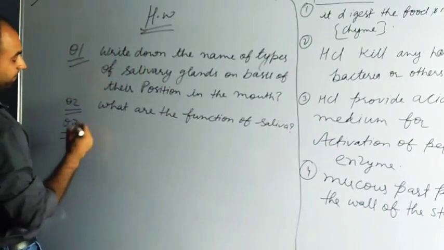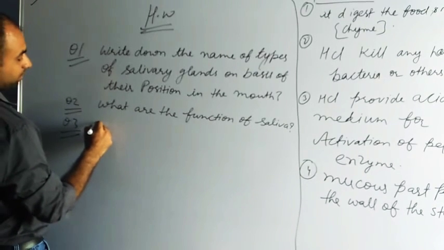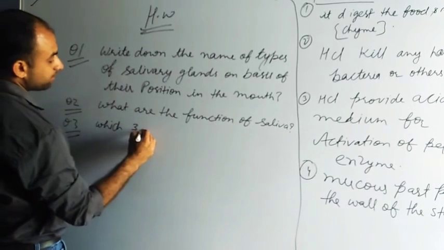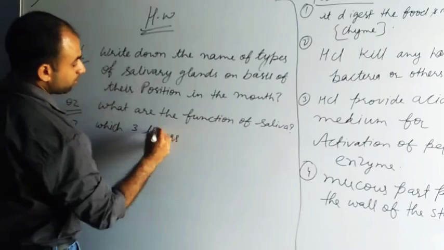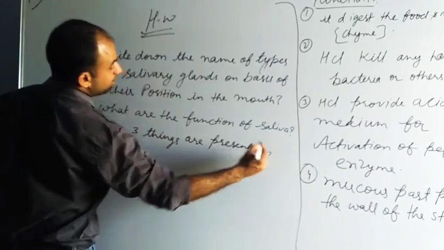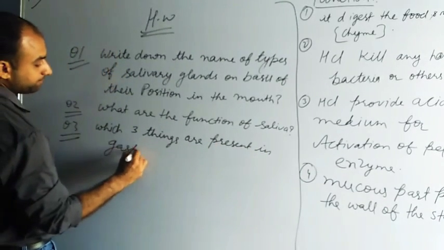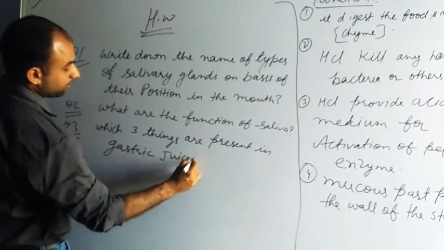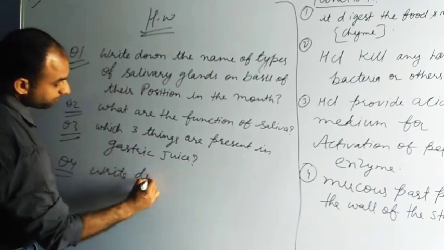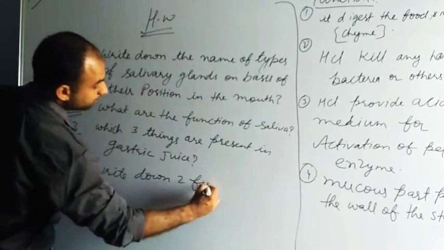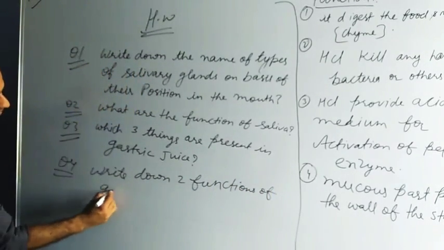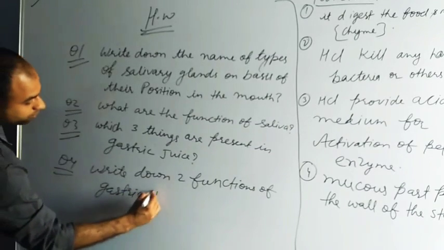Question number three: which three things are present in gastric juice? Question number four: write down two functions of gastric juice.